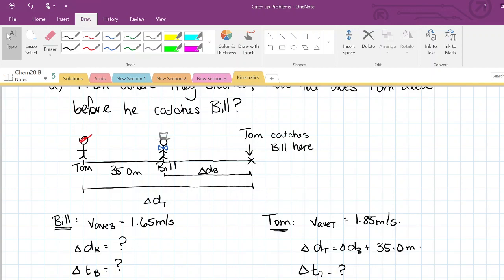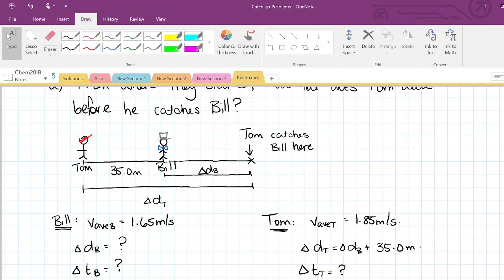Now, remember that I said earlier, in order to equate these two people to each other, we're going to have to either look at time being equal or distance being equal. Now in this case, we know that distance is not equal because Tom has to walk the same distance as Bill plus an additional 35 meters.